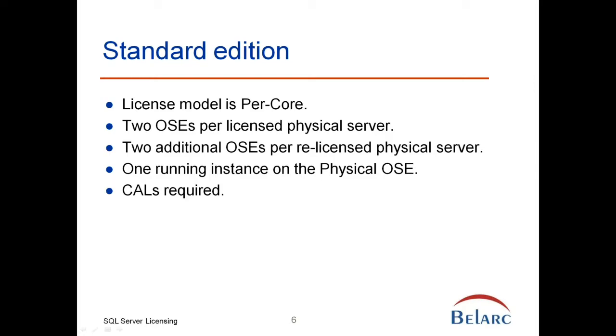And as with the data center, you have to get CALs. You are permitted, if you're running in 2 virtual machines, to also run a 3rd instance, which is the instance that runs the physical OSE. Of course, without being able to do that, you really couldn't have a running machine.